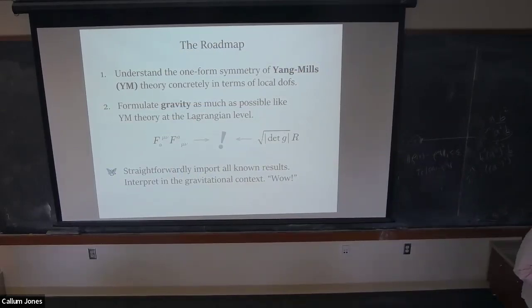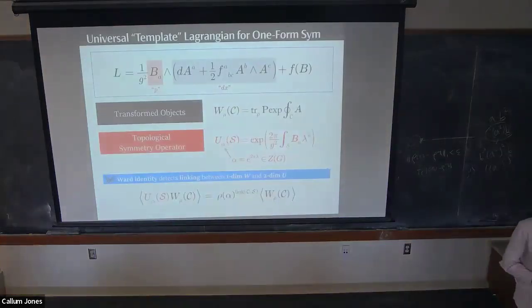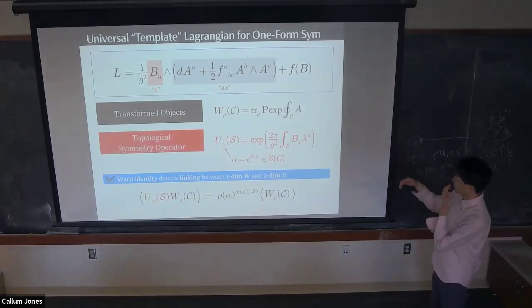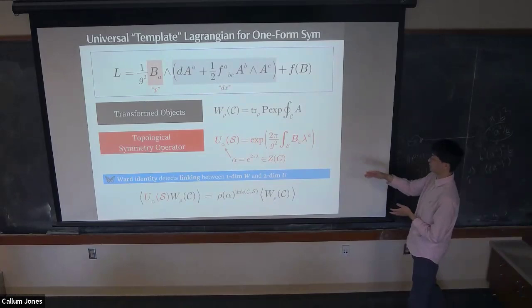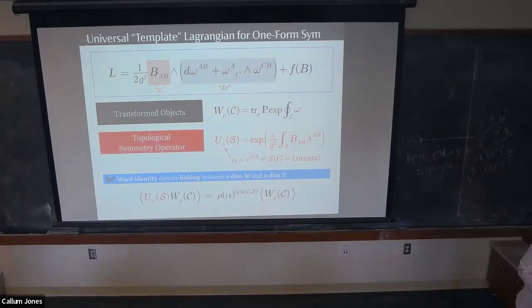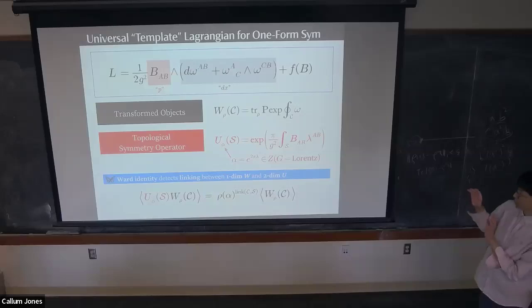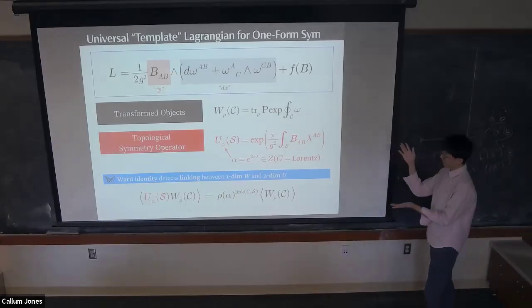Right. So now we can straightforwardly import all the known results from Yang-Mills theory to gravity with this observation. For Yang-Mills theory, we discussed that the charged objects are Wilson loops given by the line integrals of the gauge connection, while the topological symmetry operator is given by the surface integral of the B two-form. If I change A to the spin connection omega, and B to the Plebanski two-form B, then I can immediately write down this formula.